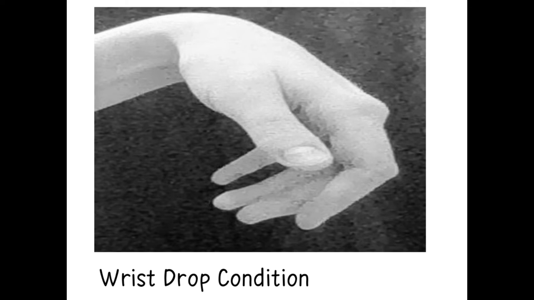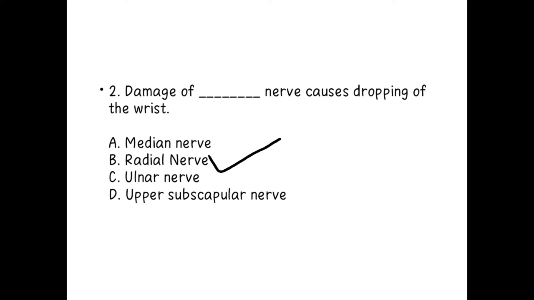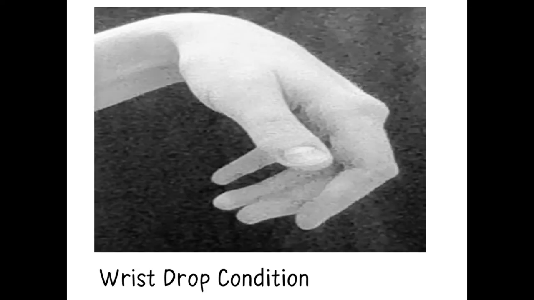This is how a wrist drop looks like. In this medical condition, the person is unable to extend his hand, or should I say his wrist. Why? Because as you know, the radial nerve is the nerve which is in control or supplies the extensors of the forearm.